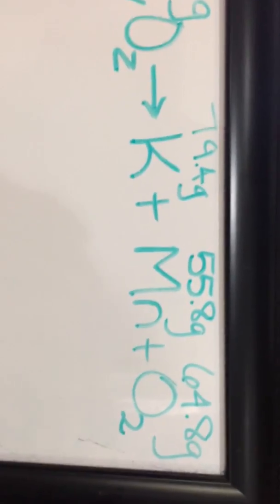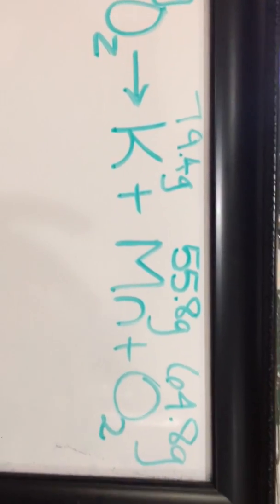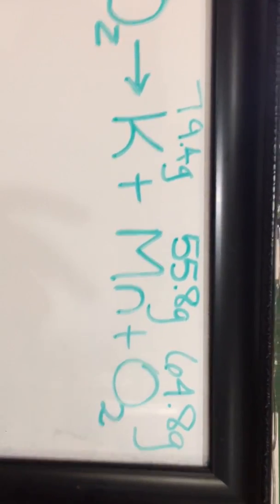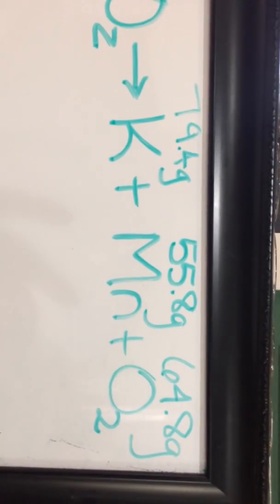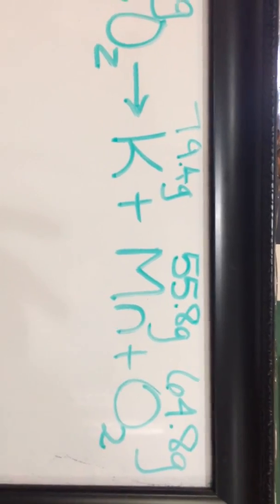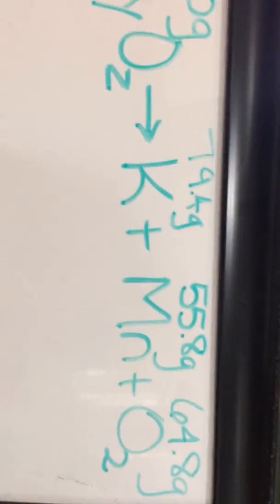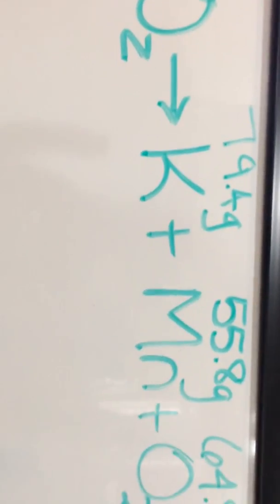Hopefully you're answering these questions in your head as I ask them. Okay, how can we relate grams and moles? We know that for each element, 1 mole equals the atomic weight of that element. So let's do each of the 3 elements. Looking at potassium.